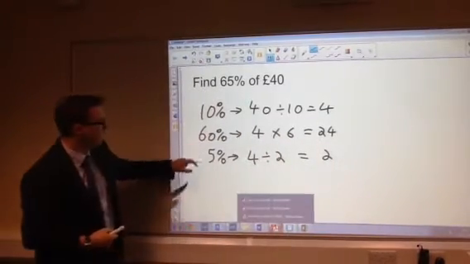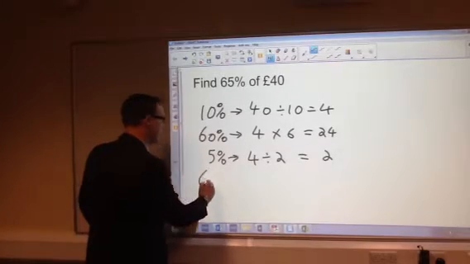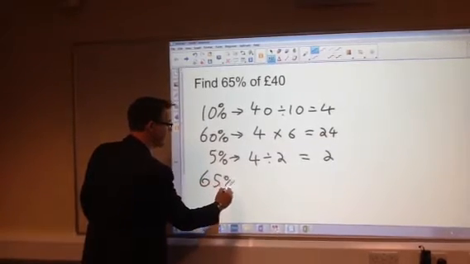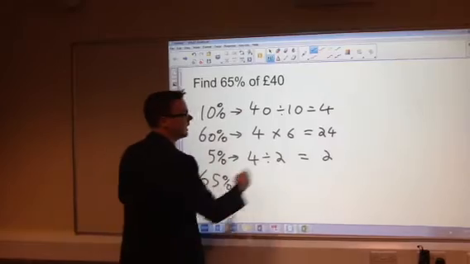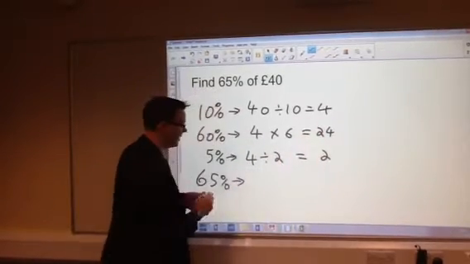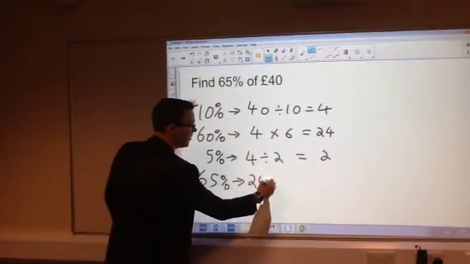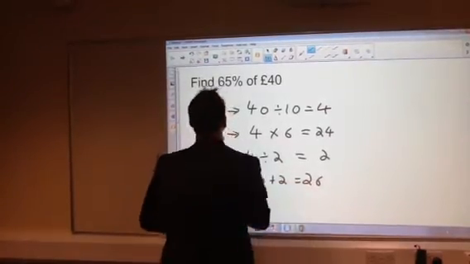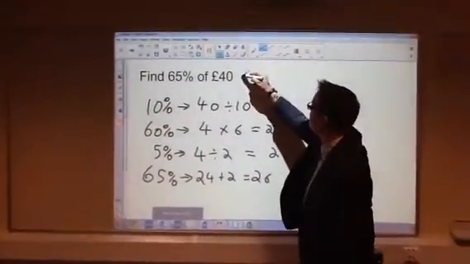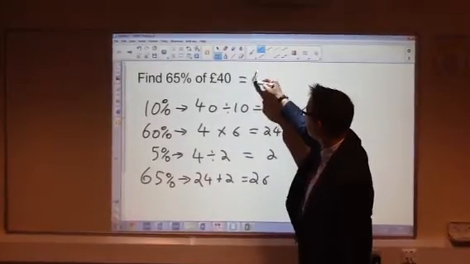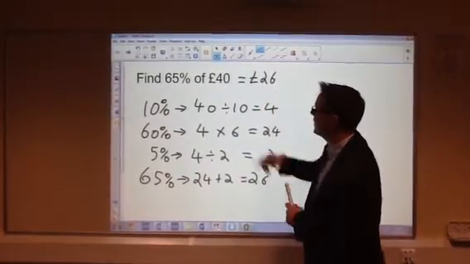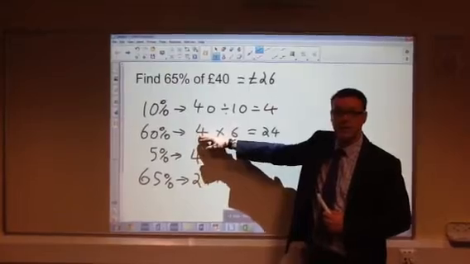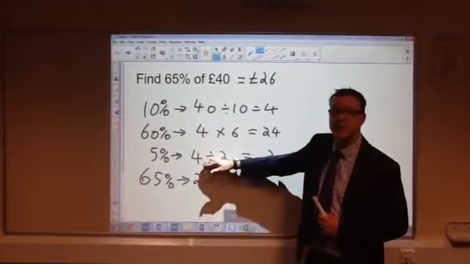So I've got 60%, I've got 5%, so what I need to do now is find 65%. I need to add this one and this one together. 24 plus 2 equals 26. So 65% of £40 is £26. To summarise: find 10% first, times it up to get the tens you need, find 5% if you need it, and add them together to finish.